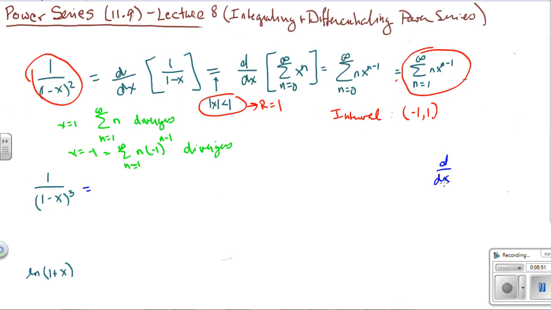d dx of 1 over 1 minus x to the 2. Well, that's 1 minus x to the negative 2, which is negative 2, 1 minus x to the negative 3 times negative 1, right? Which is 2 over 1 minus x cubed, which is almost what we have here. I want you to recognize this as the derivative of that. That's why I do this example.